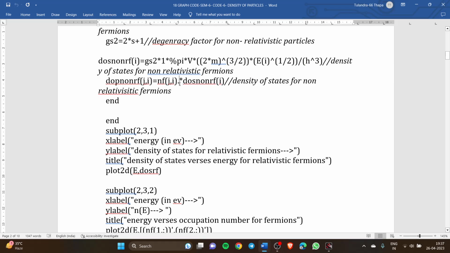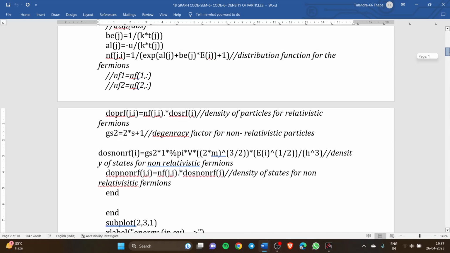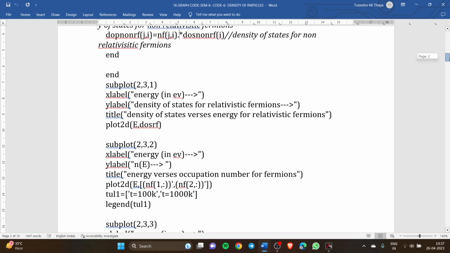Remember to use dot star because it will be like a matrix. So we have to multiply a single term with a single term. That's why we are using dot in the DOP formulas, and for the rest of them we can write simply multiply only.